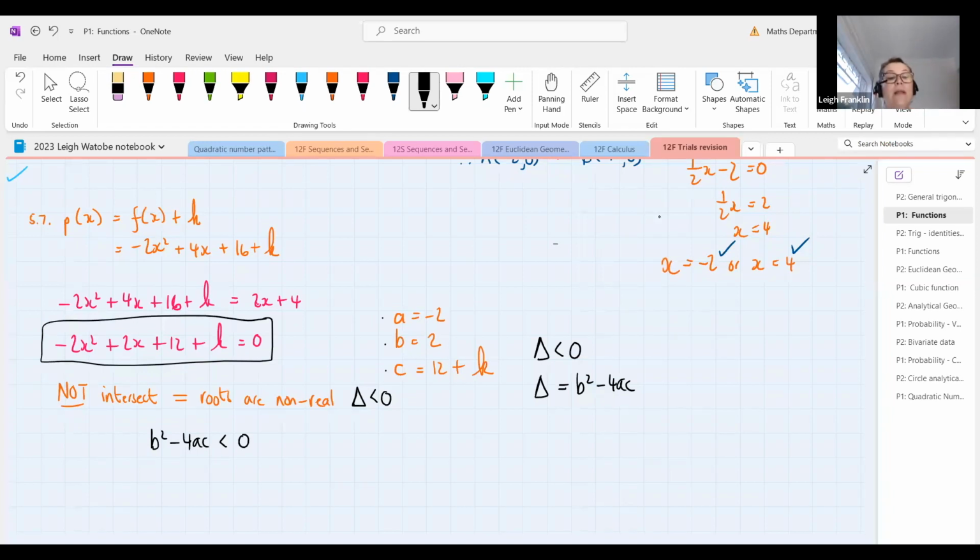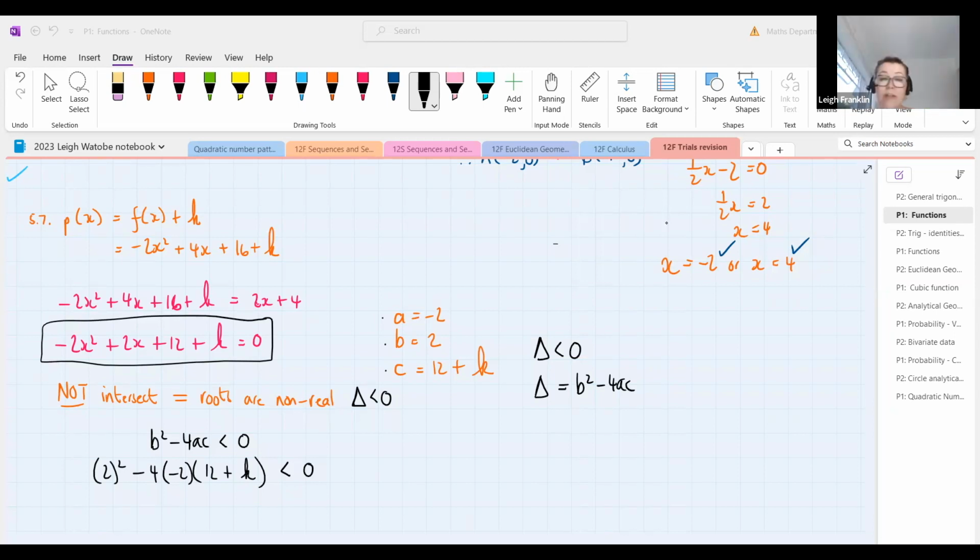And now we need to sub in. So b is 2, so 2 squared minus 4 times a, in this case -2, and c is 12 plus k. And I'm going to solve for k when delta is negative. Yes, we're using the discriminant. Quite right, Lindelwa, that's exactly what we're doing. So this is an application of nature of roots in functions.